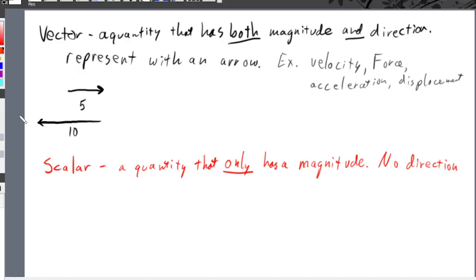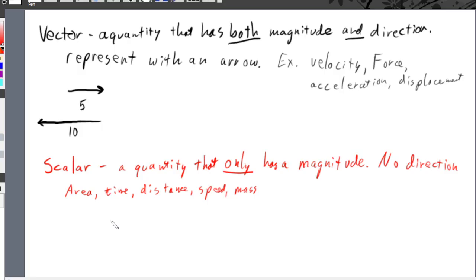Can anyone think of an example of a scalar? Something that's fully described just by a number. Okay, area. What else? Time, excellent. Distance, speed, mass, temperature, and so on. Yeah, it's things that we can measure, but that don't necessarily have a direction.